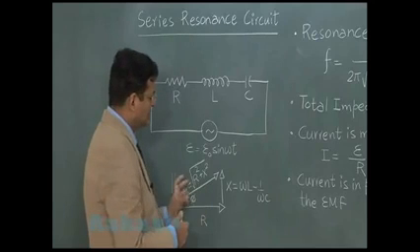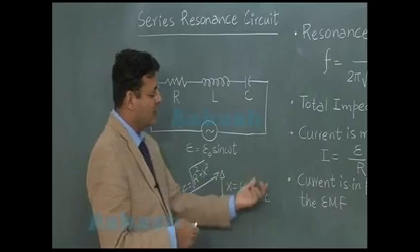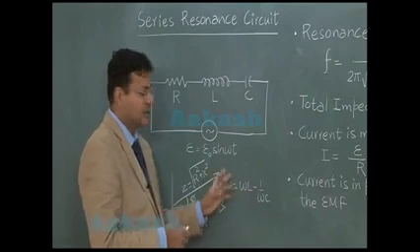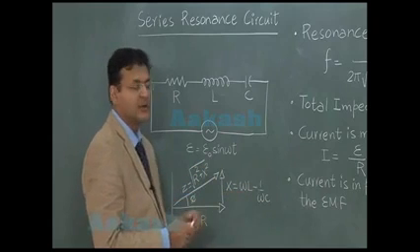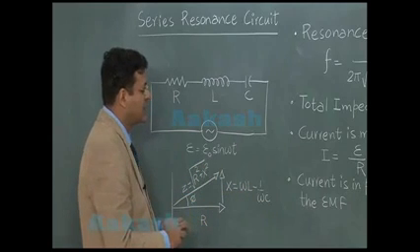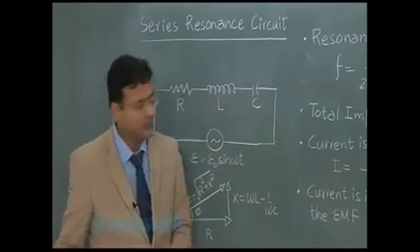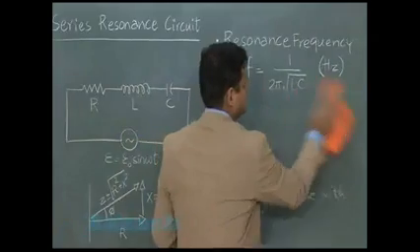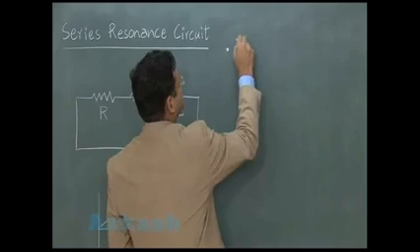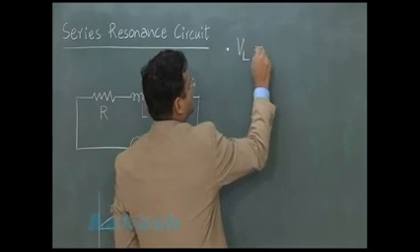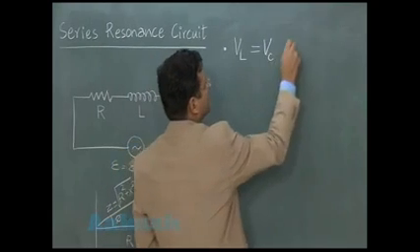Now another interesting part you can see here is that once the omega L and 1 by omega C have been made equal, that means the potential drop across inductor and potential drop across capacitor happens to be same when you are having a condition of resonance. Let us write that the potential drop, which I am calling VL, is equal to potential drop across capacitor at resonance.